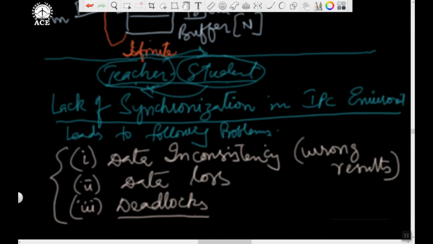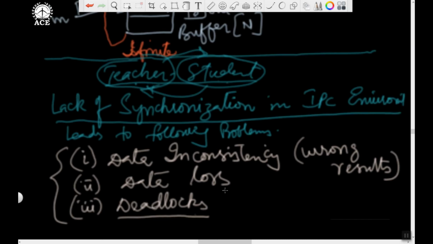So therefore, that is the need for synchronization. What I wanted to tell you is that tomorrow they may ask you a simple 2-mark question: what is the need for synchronization? The answer is this: the need for synchronization is to ensure that processes in an IPC environment do not lead to any of these 3 problems. Or they may ask indirectly what problems are going to be encountered due to lack of synchronization in IPC environment. These are the 3 problems which are going to happen.